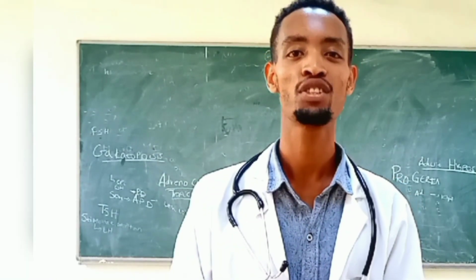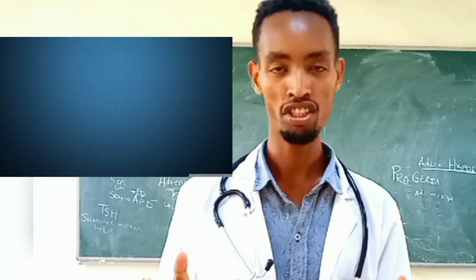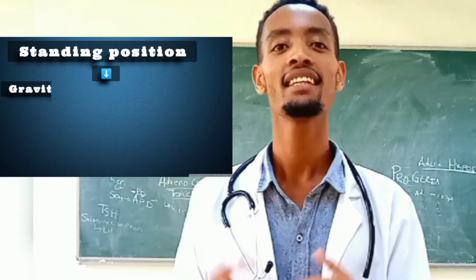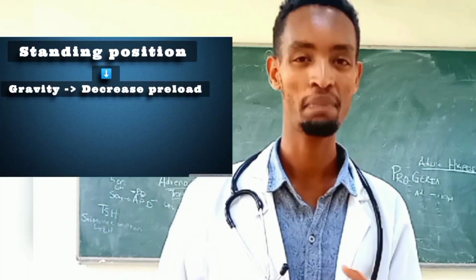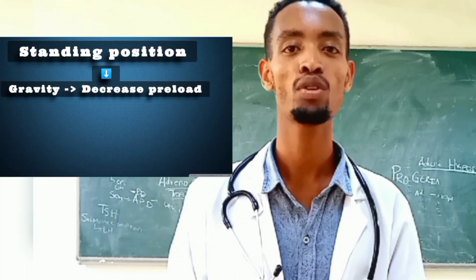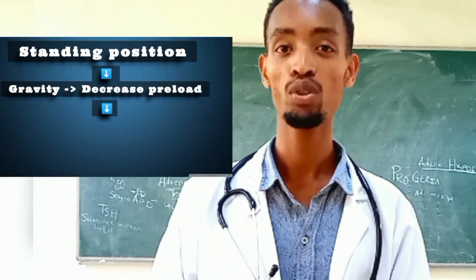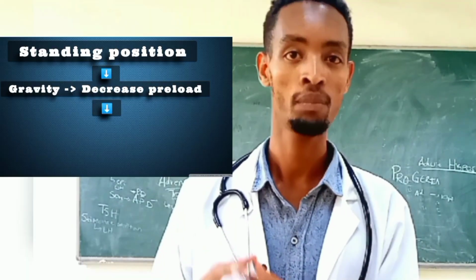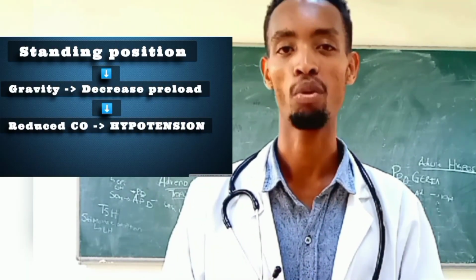Let's talk about the pathophysiology of orthostatic hypotension. So, when a person takes a standing position, gravity starts to pull up to 1 liter of blood to the lower extremity and to the splanchnic circulation. This reduces the preload, the amount of blood which comes back to the heart, and this is the cause that the cardiac output will be minimized and the blood pressure goes low, so the hypotension occurs.